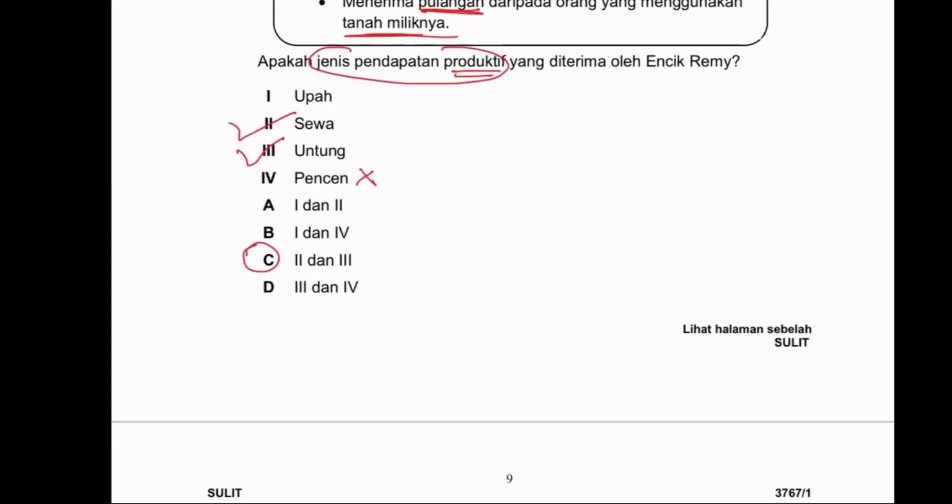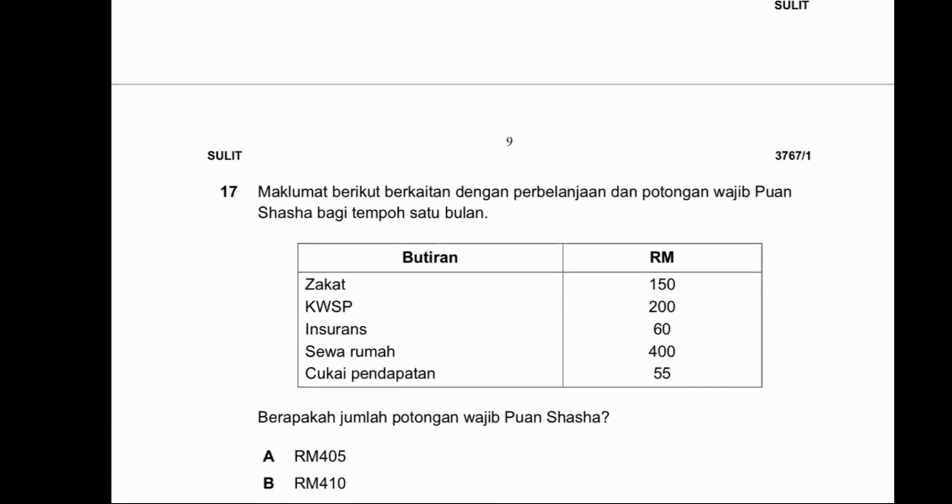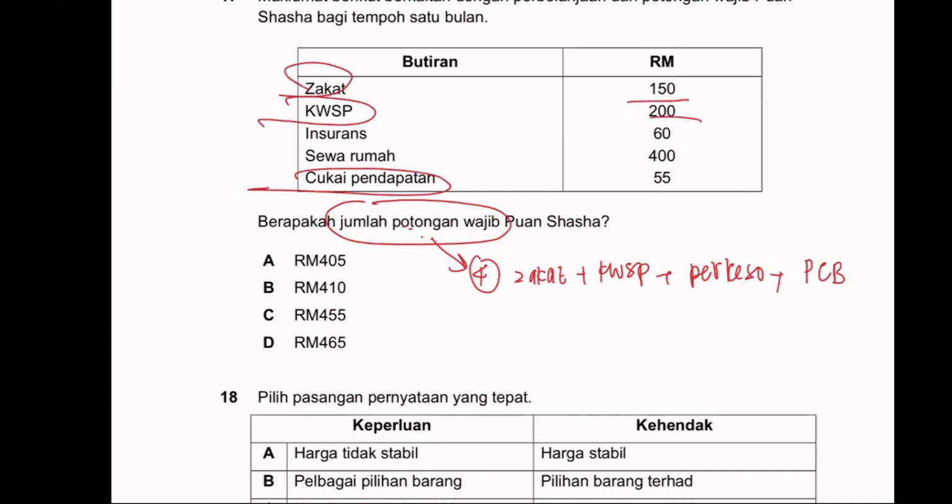Okay? Kenya, are you good? Are you good? The rest. Next, yeah? Okay. Jumlah potongan wajib. Remember, potongan wajib got how many things? How many things you have? 4. Is it the answer? I actually didn't calculate. Zakat, KWSP, PERKESO, and PCB. Potongan cukai bulanan. It's only these 4. So zakat, KWSP, cukai, 15,250. Add together, yeah, 405. Okay, I trust your friend's maths.